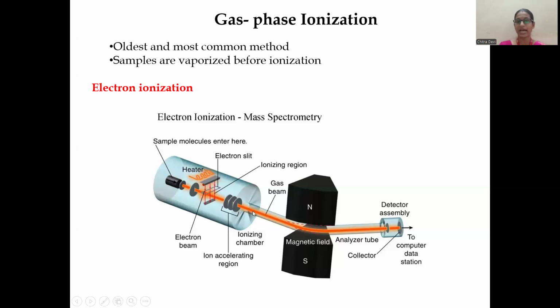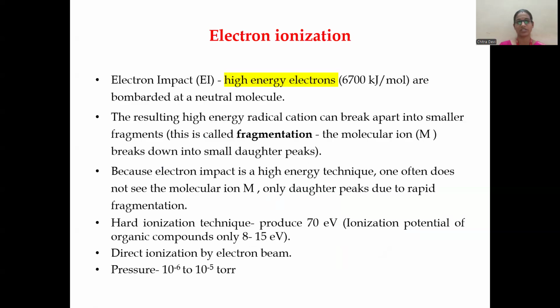Then it will go to the ion accelerating region where it will get accelerated to the same energy. Then these ions will go into the stream where we are applying a strong magnetic field. Then it will reach the analyzer tube. Then you can detect the ions according to the mass to charge ratio.